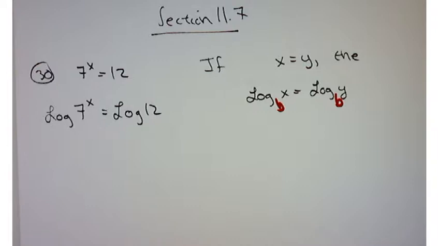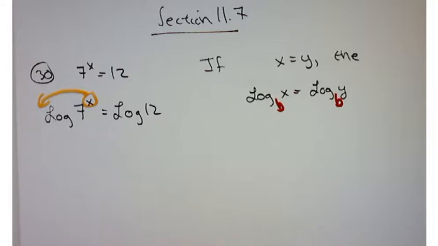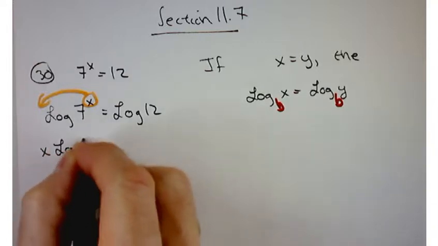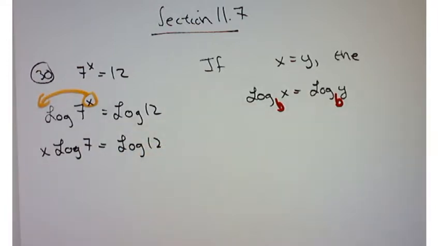Think about your properties of logs. What's the power rule say we can do? Yes, that x can come out in front, right? So let's move that x out of the exponent and get x log of 7 equals log of 12. Okay, that looks good. Almost done.